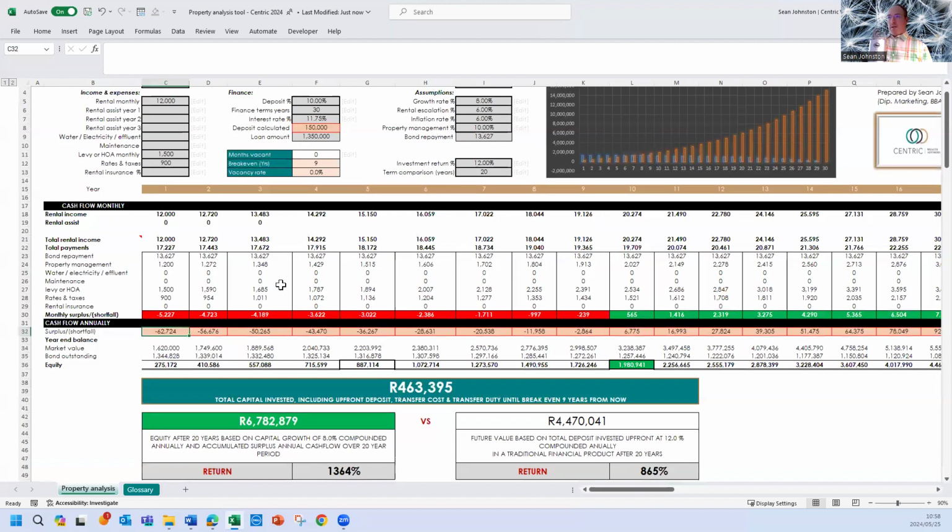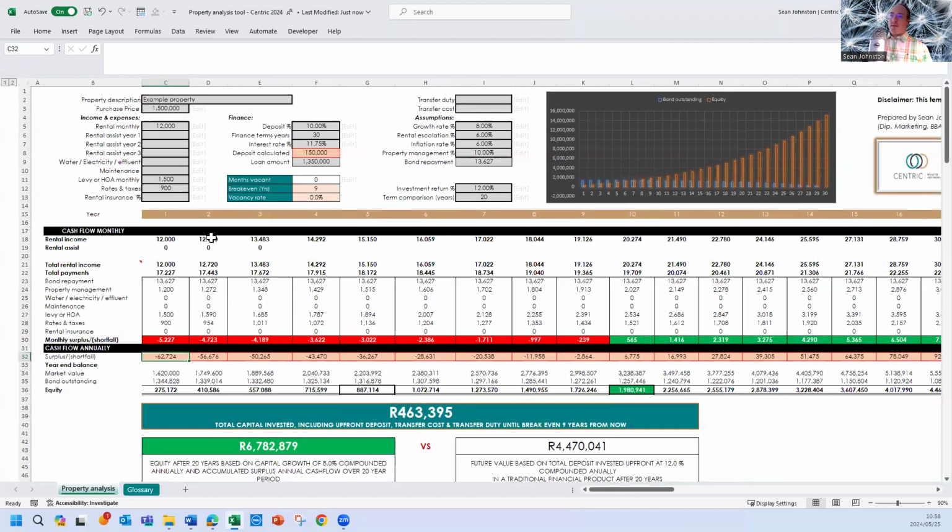Annually, that's 62,724. And as we go into year 2, escalating your rental by 6%, the bond stays the same, assuming the interest rate remains unchanged. Your percentage is the same, so 10% of the rent. The levies are increasing at 6% and your rates are increasing at 6%. So you can see that the monthly and annual shortfall drops because you're escalating your cash flow. As time goes by, this property will reach what we call break even, where your income exceeds your expenses. In this case, it's a 565 Rand surplus.